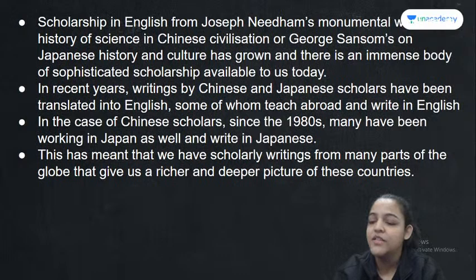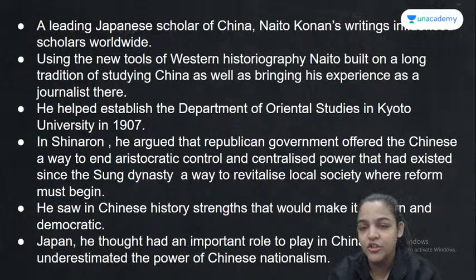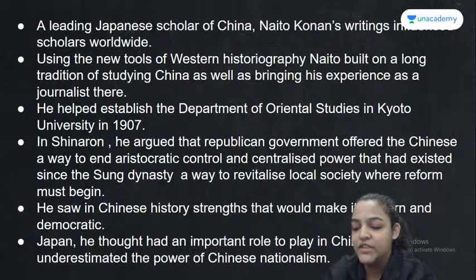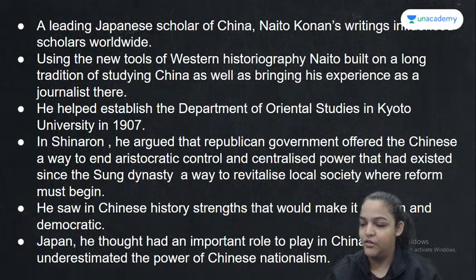Now we look at the geographical expanse and then we move on to the political system that was there in China and Japan. Now this section about Naito Konan, I will teach once I finish the chapter, because it is related to the chapter. To understand this, you'll have to first understand the chapter. Once you understand that, I will be able to explain this to you well. So we'll do that once we are done with it. Okay, so shall we start?